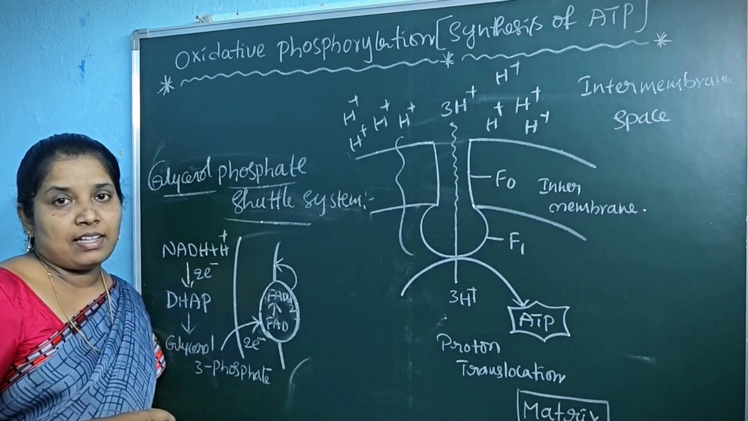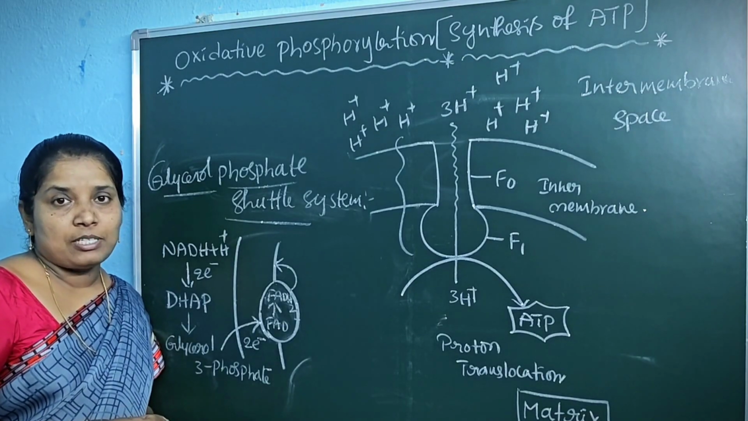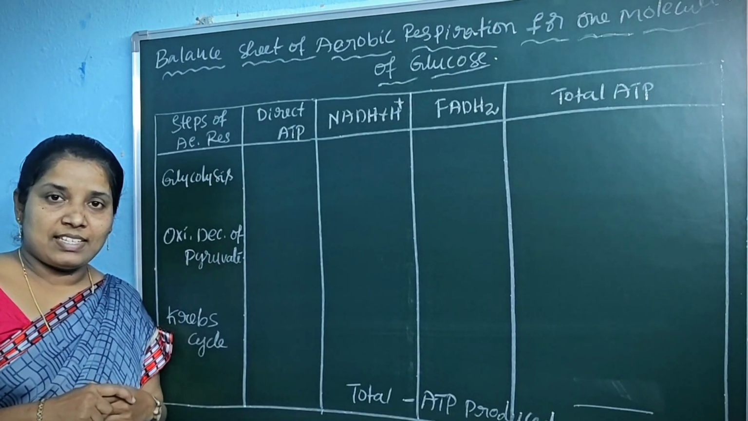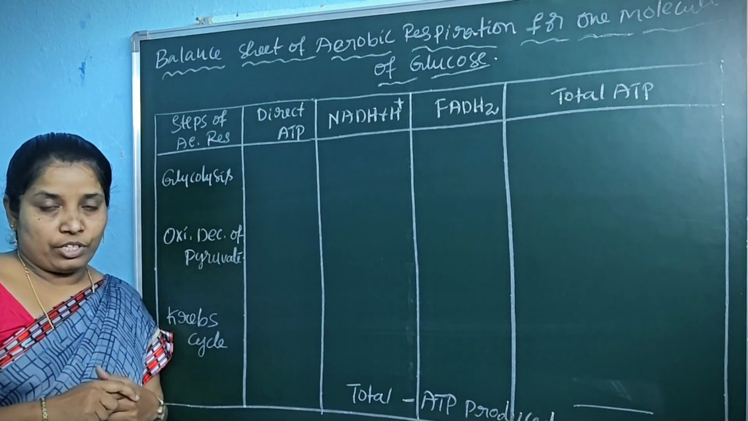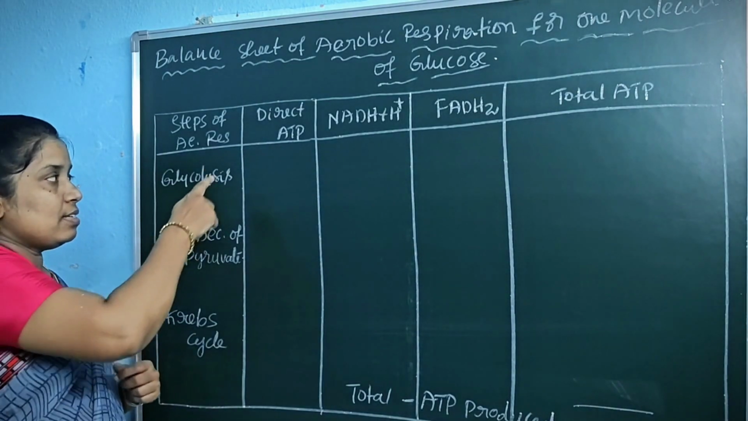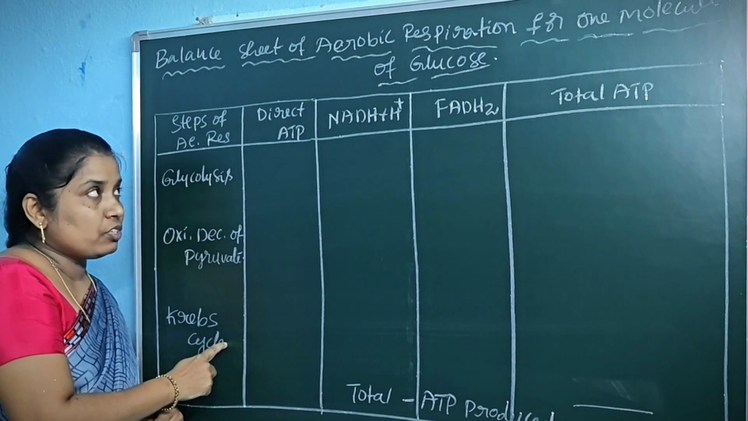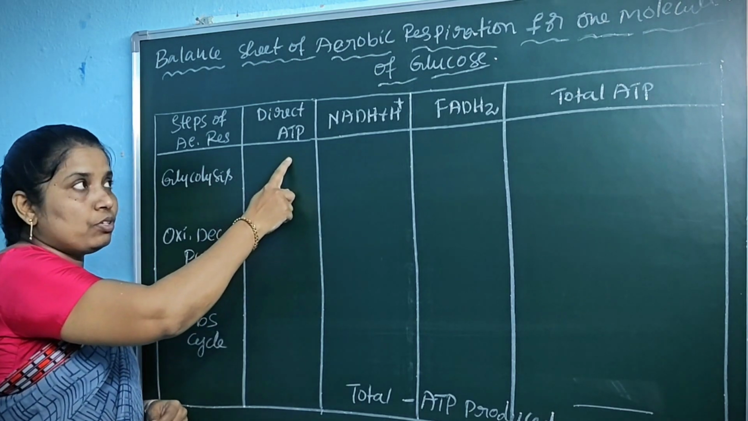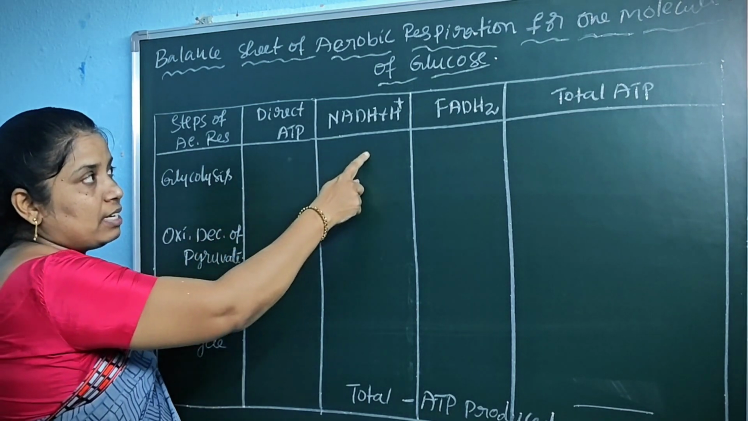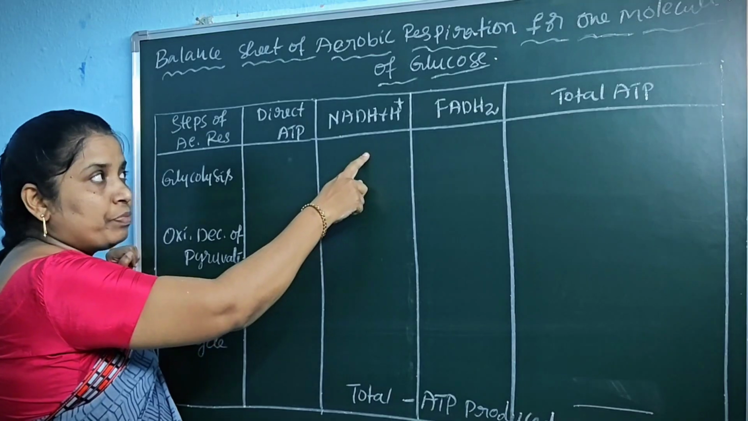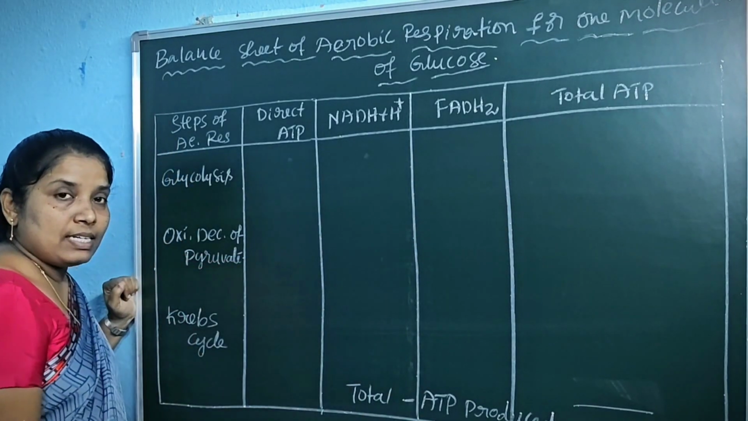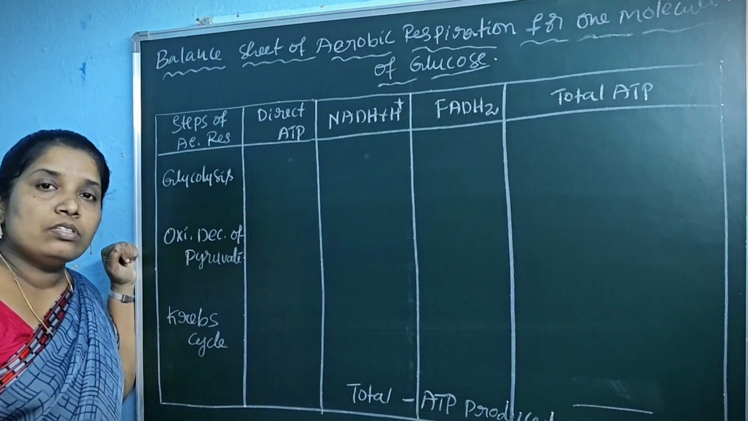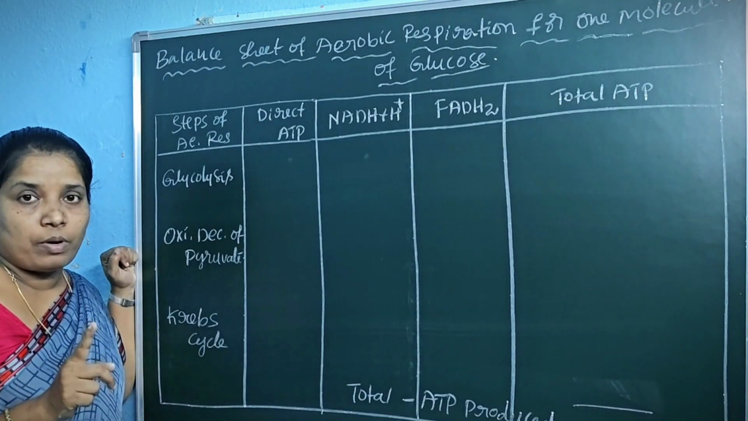Okay students, let's see the balance sheet of aerobic respiration for one glucose molecule. These are the steps involved in aerobic respiration: direct ATP produced, NADH plus H plus produced, FADH2, and total ATP. Let's see how many ATP molecules are produced for one glucose molecule.